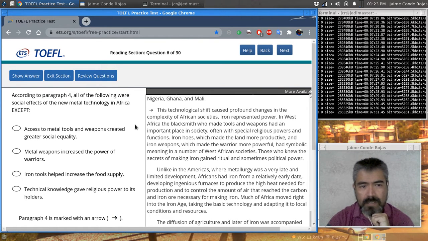Then here we have another type of question. According to paragraph 4, all the following were social effects of the new metal technology in Africa except one. In this case, you can read quickly the text as you read the questions, and if you find the idea in the text in any of these questions, then that question is mentioned.